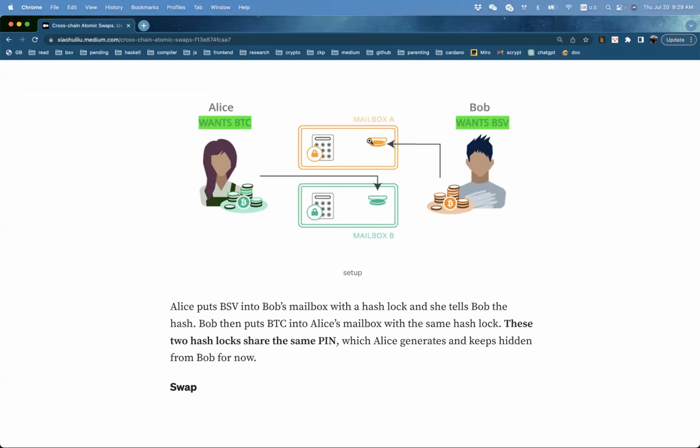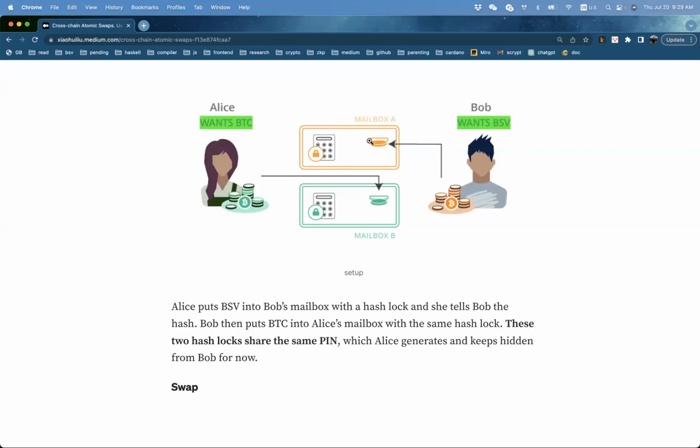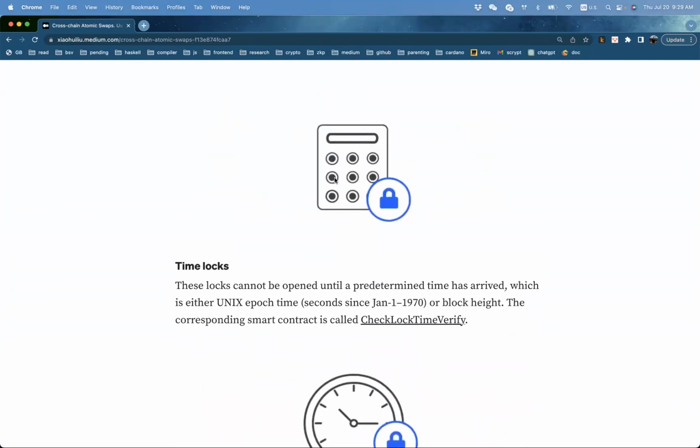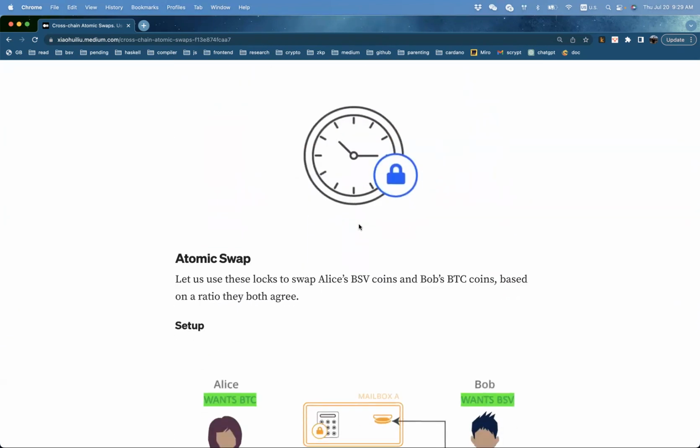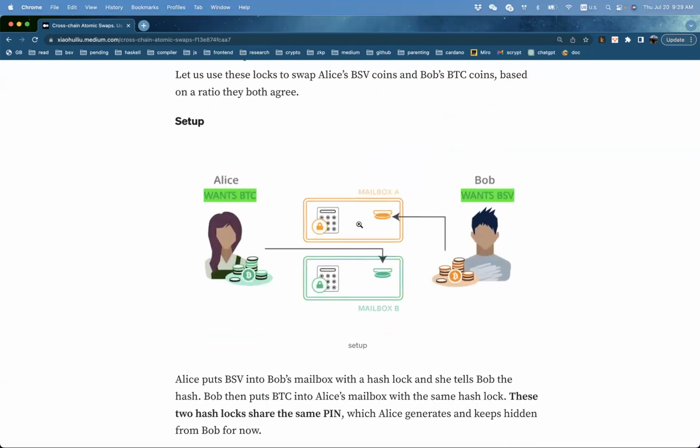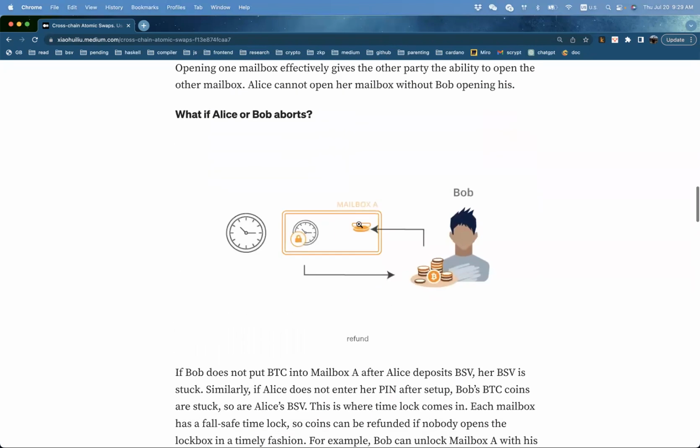So any proposal to solve this? Remember, we have two types of primitives here, and so far we used the first one. What do you think? In this case, you can put a time lock. You need a timeout. So if nothing happens before a certain time, you can make sure that both can get the coins back. This is where the time lock comes from.